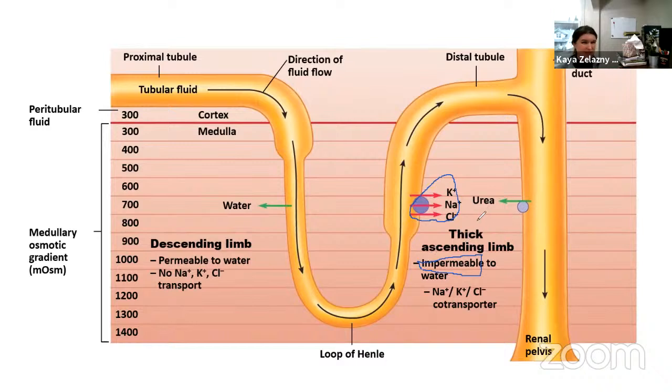The other solute that we want to remember that is really important to this as well, contributing to about 40% of the osmolarity here, is urea. So urea is building up in the medulla as well, and that contributes to this medullary osmotic gradient. Just a quick reminder, because that was at the end of yesterday.